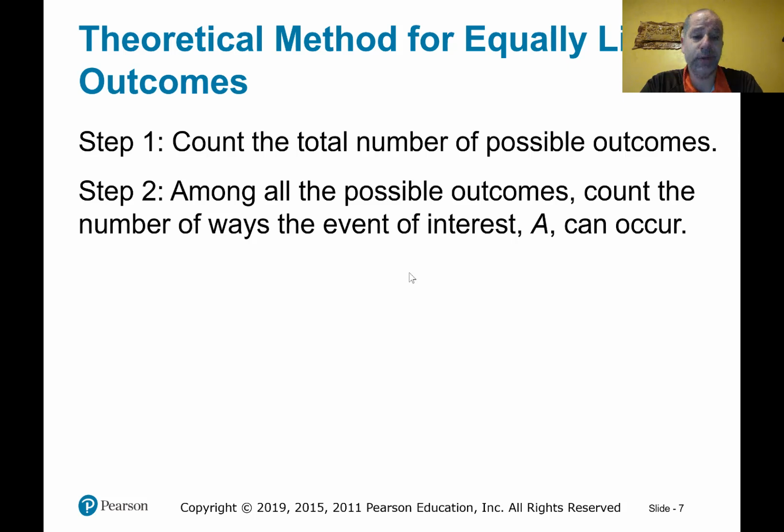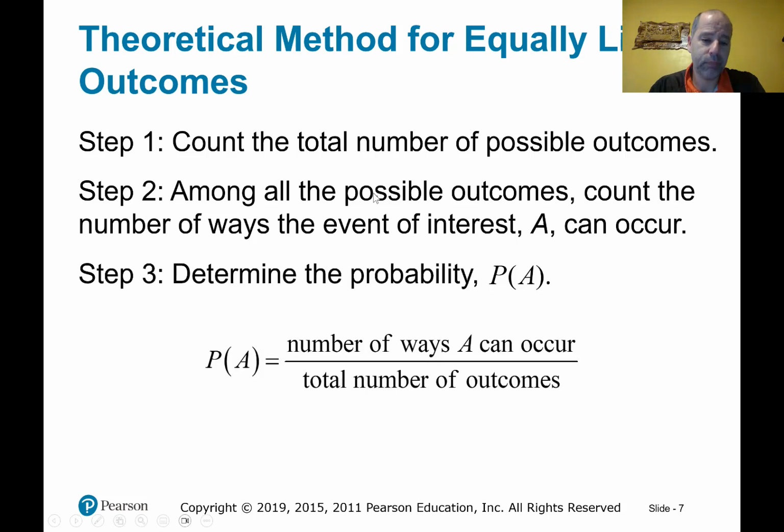So now we've got our two numbers: the total possible outcomes, and the total number of outcomes that will result in A occurring. Then we determine the probability by taking the ratio of those two numbers. We take the number of outcomes that give us the event A and divide that by the total possible number of outcomes. That gives us the proportion of the total possible outcomes that will result in A. That's the theoretical definition of probability.